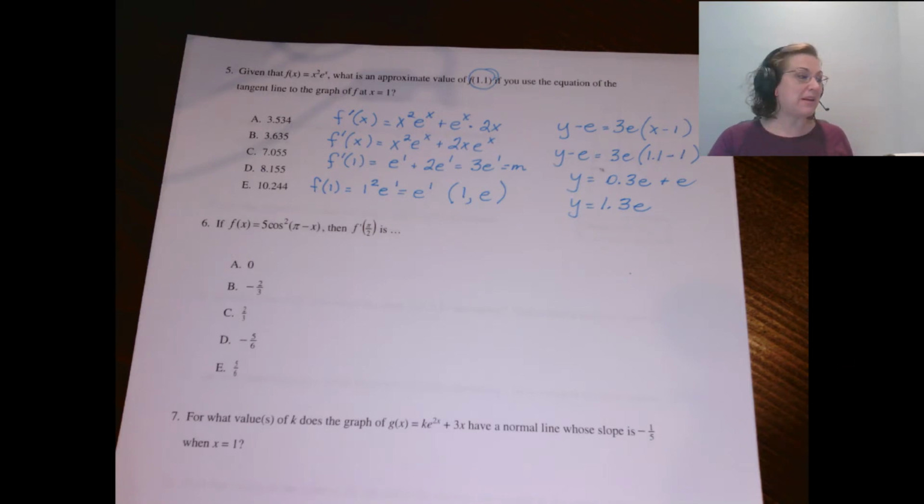So I'm pulling up my calculator so I can type in this 1.3e. Now, e is 2.7 something. So I'm really thinking I'm either going to be A or B. I'm not quite sure which one's going to turn out to be. But we will pull it up here. All right, and I'm going to type in 1.3 times e to the first.